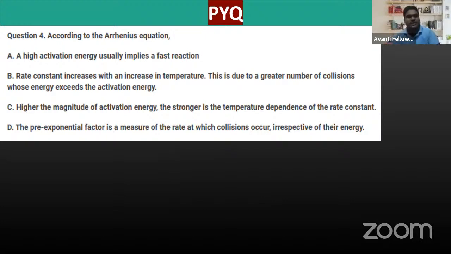Good. So the second one is the rate constant increases with increasing temperature. Yes, absolutely correct. This is due to the greater number of collisions whose energy exceeds the activation energy. The next is, the higher the magnitude of activation energy, the stronger is the temperature dependence of the rate constant. And the pre-exponential factor is a measure of the rate at which collisions occur. So these points B, C, and D, all three, are absolutely correct.